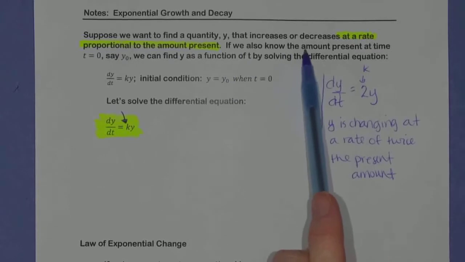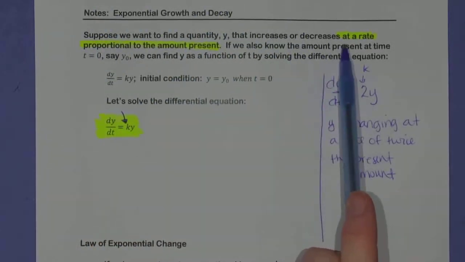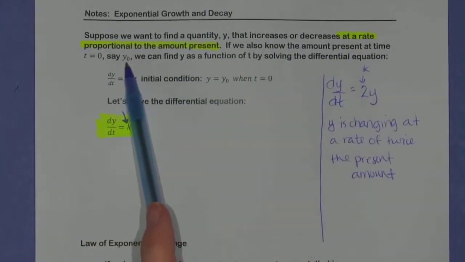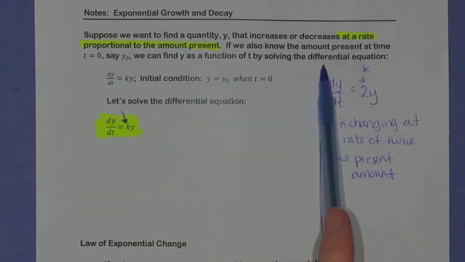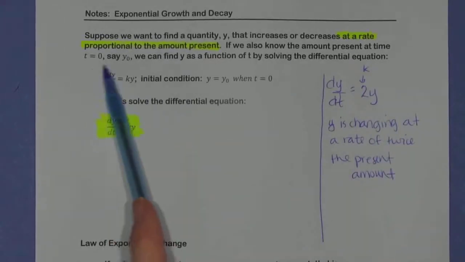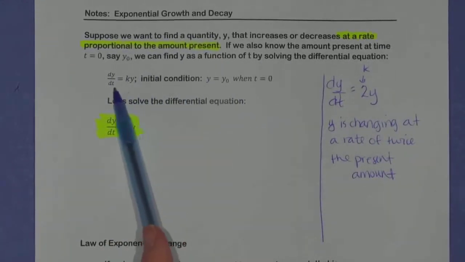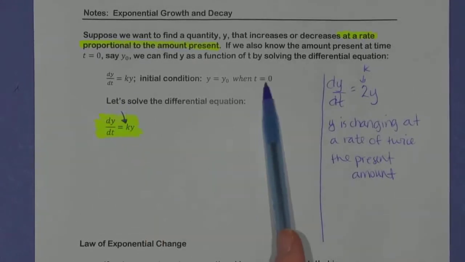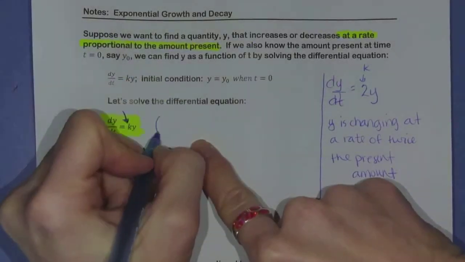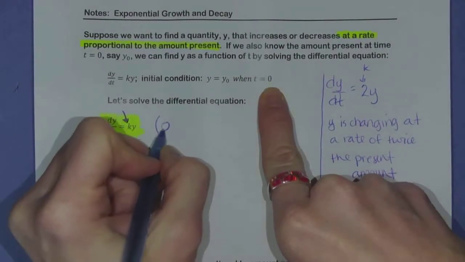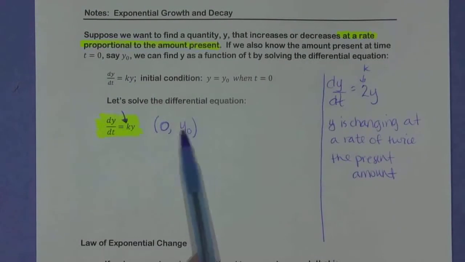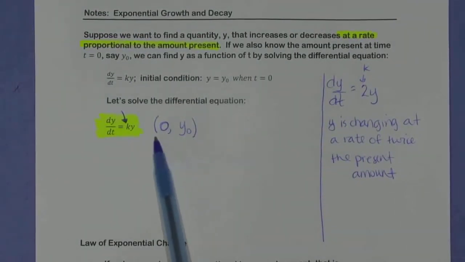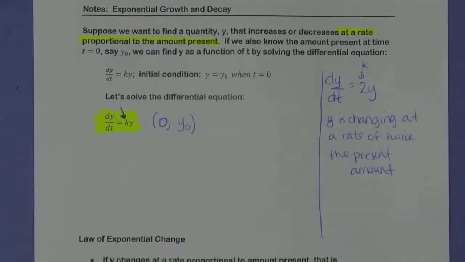Okay, then it basically sets us up with a point. It says if we also know a point, like we know the amount present at time 0 is y sub 0, then we can find y as a function of t by solving the differential equation. So this part right here is just saying, hey, we have this differential equation. Here is the point. So when t is 0, y is y sub 0. And that just means it's your initial y value. Time 0, y sub 0. So we're going to go ahead and solve this differential equation.